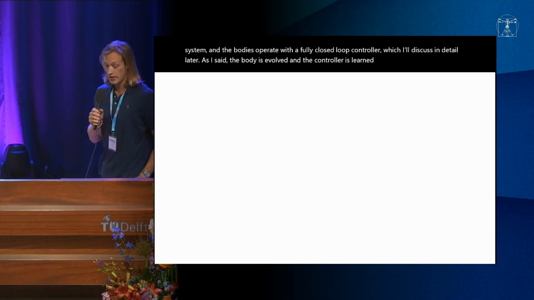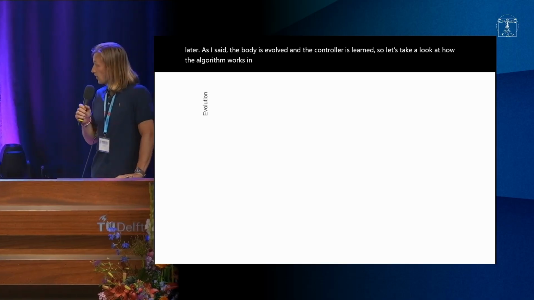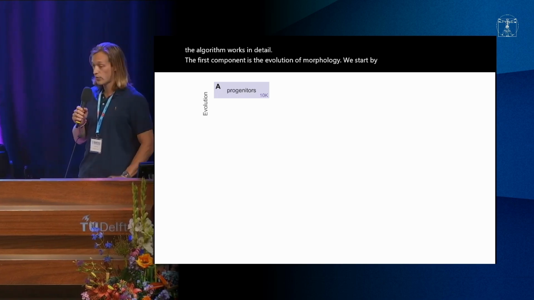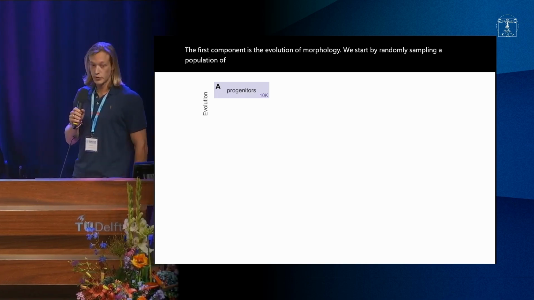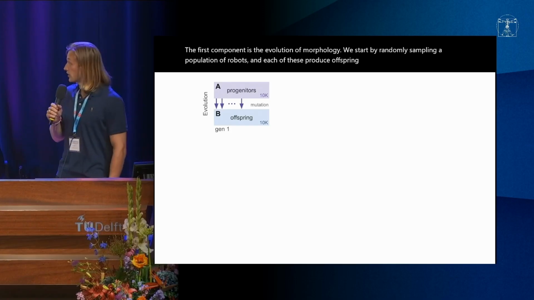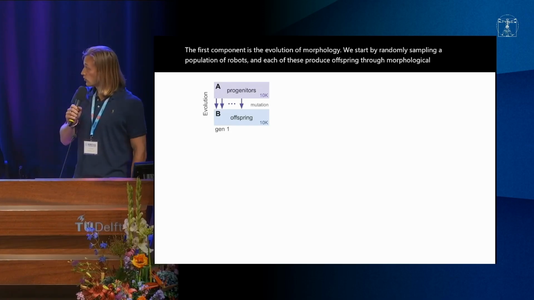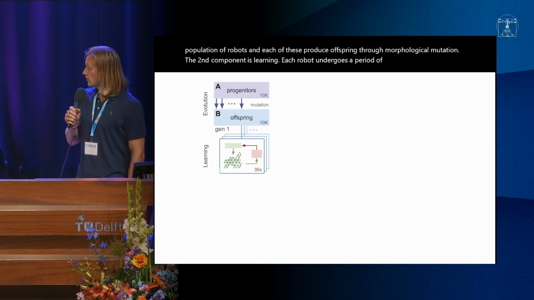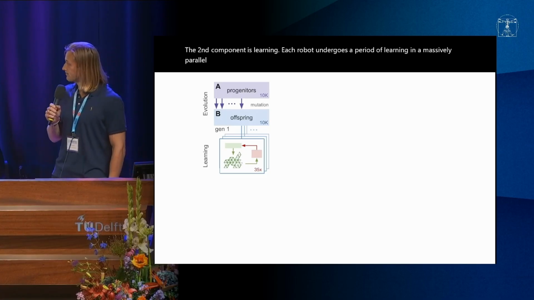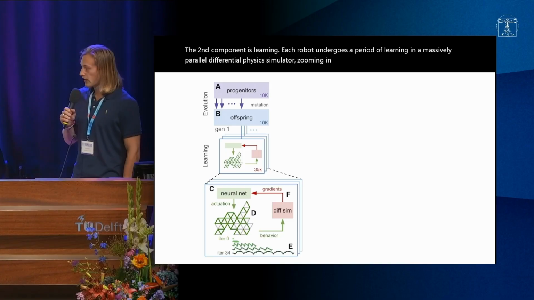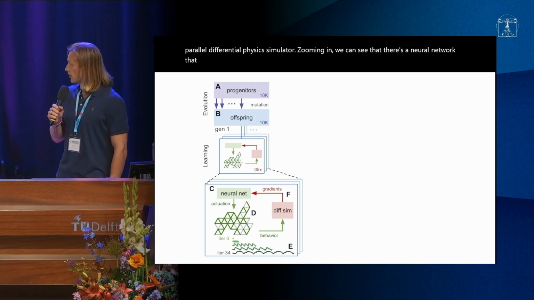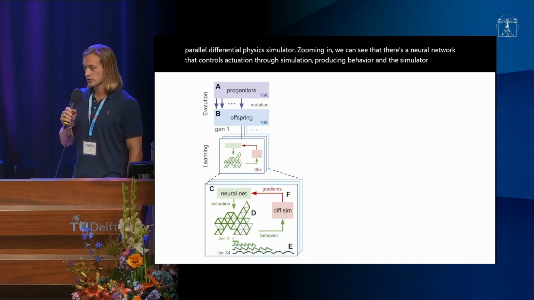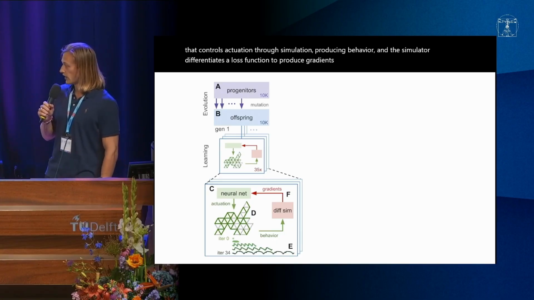So let's take a look at how the algorithm works in detail. The first component is the evolution of morphology. We start by randomly sampling a population of robots, and each of these produces offspring through morphological mutation. The second component is learning. Each robot undergoes a period of learning in a massively parallel differentiable physics simulator. Zooming in, we can see that there's a neural network that controls actuation through simulation, producing behavior, and the simulator differentiates a loss function to produce gradients for improving future behavior.